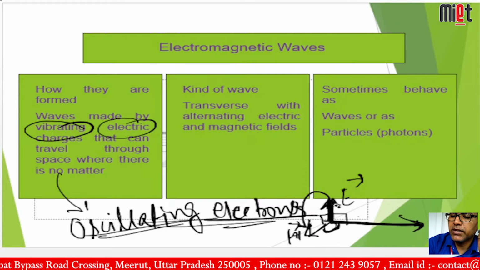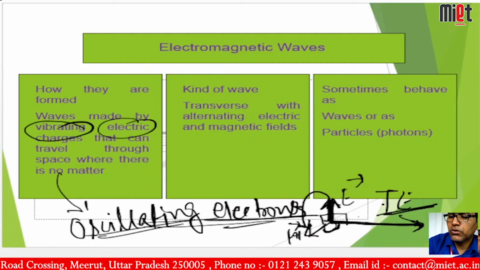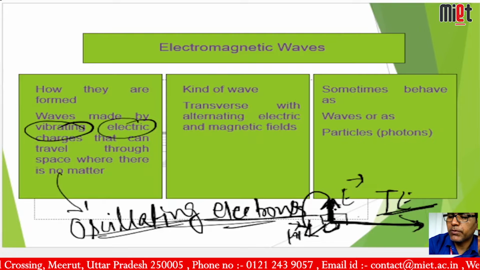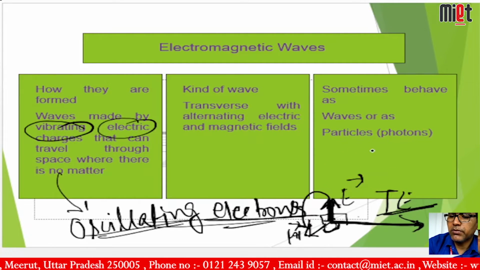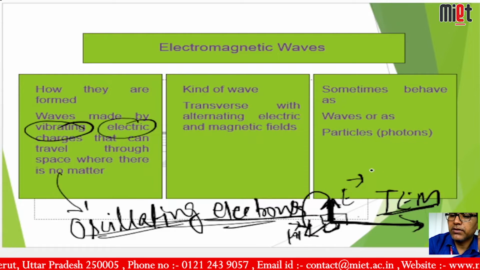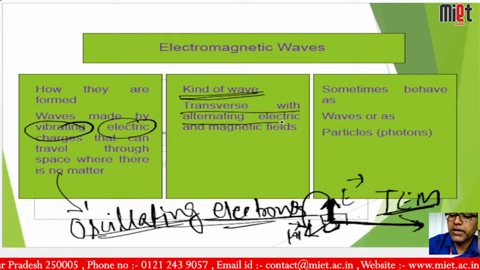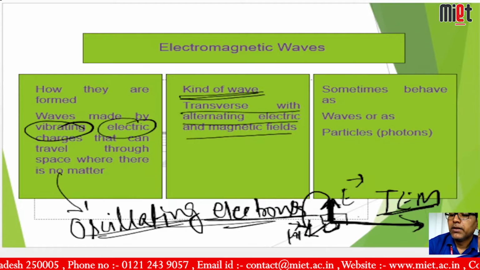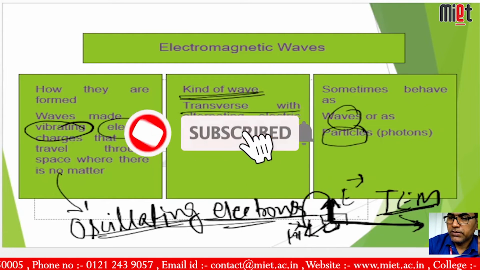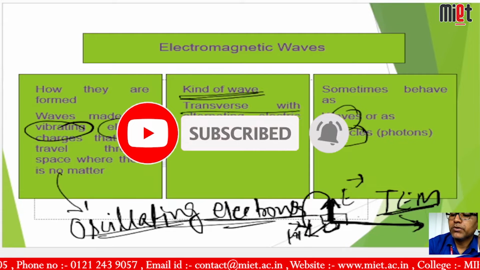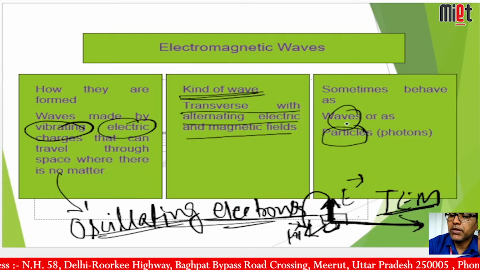So you can see that these are transverse electromagnetic waves. Electric field and magnetic field are both perpendicular to each other, and they are propagating perpendicular to each other. So they are of transverse electromagnetic nature, and that's why the wave generated is transverse with alternating electric and magnetic fields. They will behave as a particle and they will behave as a wave. These vibrating, oscillatory electrons produce electromagnetic waves, and these waves sometimes behave as a wave, sometimes as a particle.